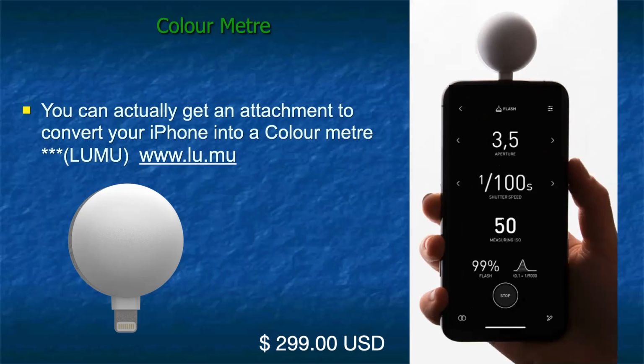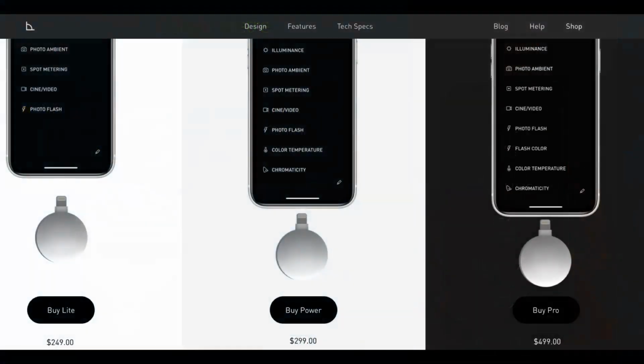Aperture, shutter speed, ISO, and if the flash, how accurate it was. And that's the flash meter and exposure meter as well. So it does all the above. So here, you have to buy the different packages.